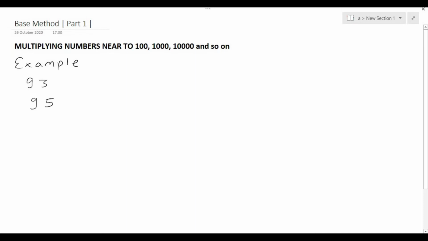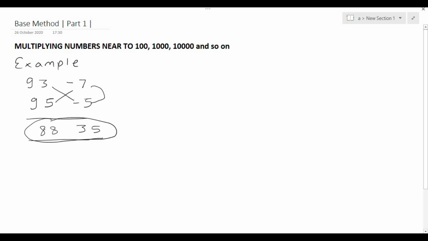So how this goes is, the base here is 100. So 100 minus 7 gives us 93 and 100 minus 5 gives us 95. So how we will get a calculation here is when minus 7 is multiplied by minus 5 we get 35, and then we can either do 93 minus 5 or 95 minus 7. Basically if we do 95 minus 7 we get 88, which is simply the final answer for 93 into 95.